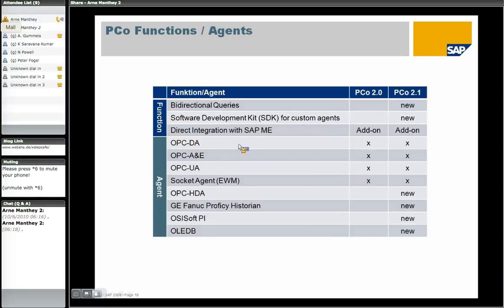So these are the different agents. We've got OPC DA, AE, UA, HDA, GFNUC Prophecy Historian, OSIsoft PI, and an OLEDB client as well. And that's solely for EWM here. It's possible to have a direct integration with SAP ME with an add-on that you can download. There's a software development kit and the queries I just pointed out here in 2.1.